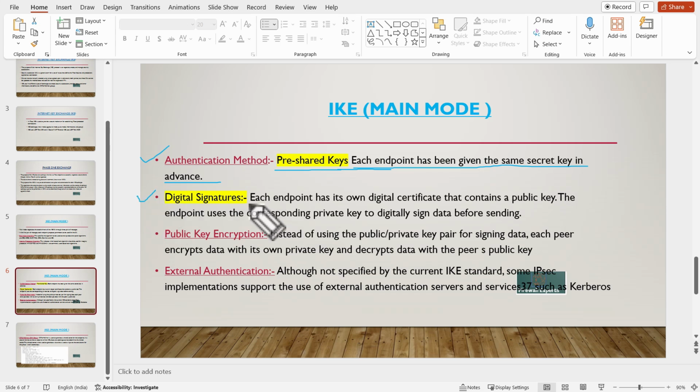Another method is digital signatures. Each endpoint has its own digital signature that contains a public key, and the endpoint uses the corresponding private key. So this is basically signature-based authentication. Others are public key encryption and external authentication, but these are not commonly used. Nowadays the most commonly used is the pre-shared key, where we define the pre-shared key on both sides.